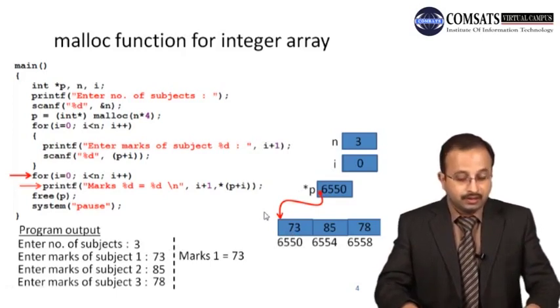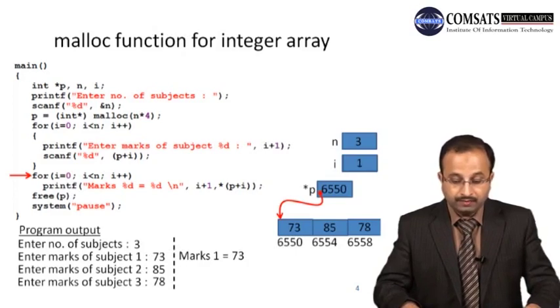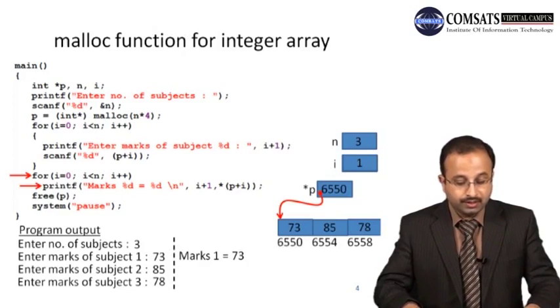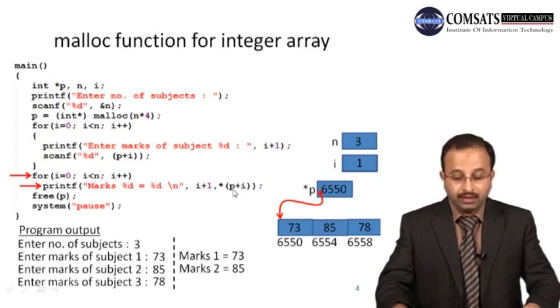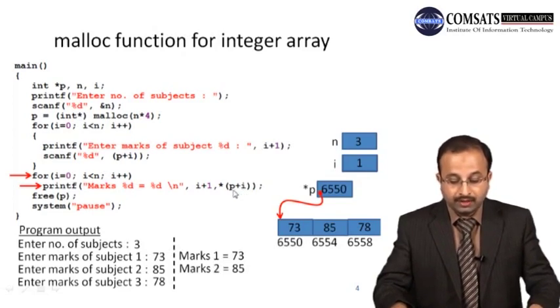Now it comes to the increment part of the loop. It increments the value of I, the value of I will become 1. The condition will be checked, and after the condition is checked, the printf statement will be executed again. Now it prints marks 2 is equal to 85. Now this is 1 plus 1, so 2 will be printed over here, and here the value of *(p+I), star of 6550 plus 1, that will be printed. So that value is 6554. So star 6554 means the value at address 6554, that is 85.